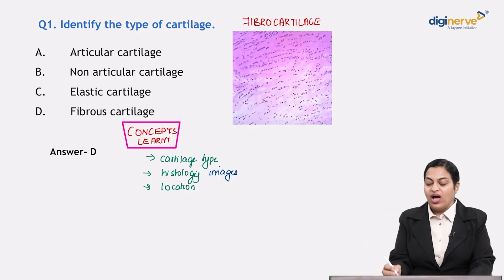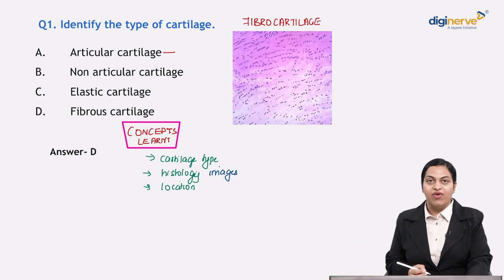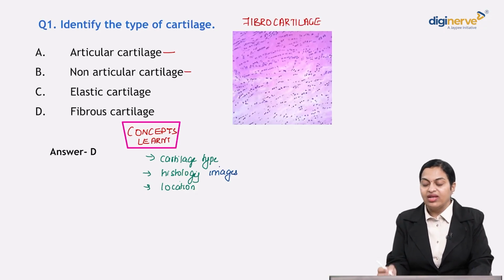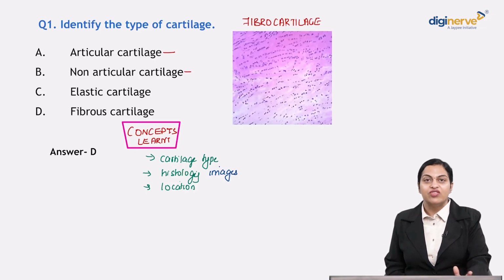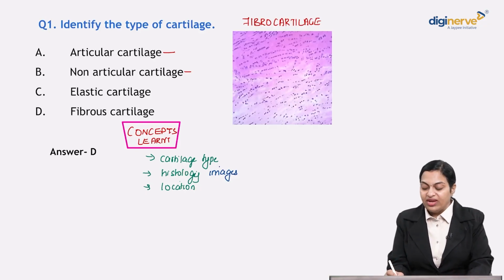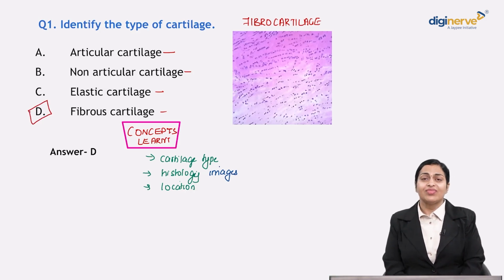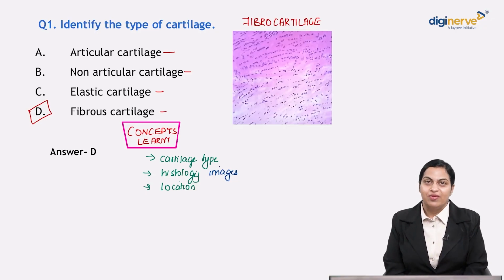Fine. So, articular cartilage is a type of hyaline cartilage without the perichondrium. Non-articular cartilage is same as that of the rest of the hyaline cartilage, elastic cartilage and fibrocartilage. So, the answer is fibrocartilage. So, in this question, we have discussed in detail about the 3 cartilage types.